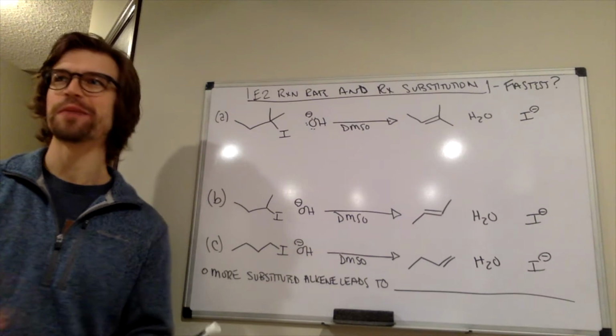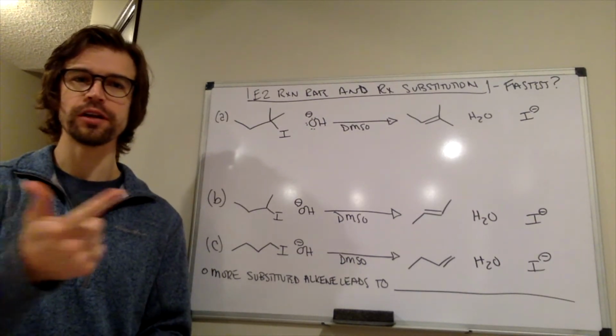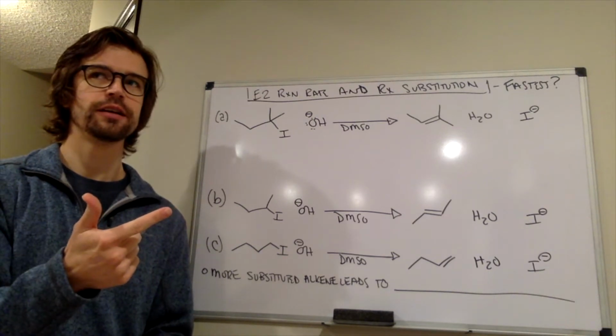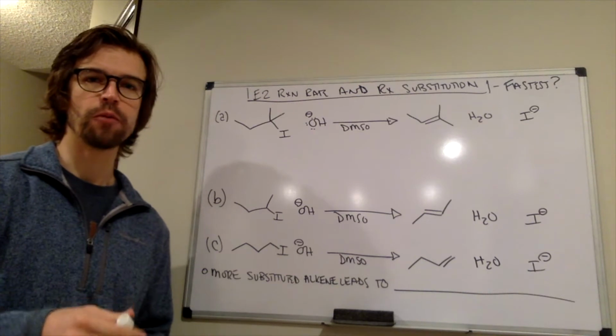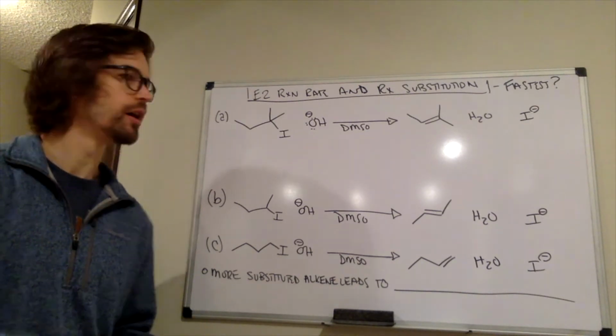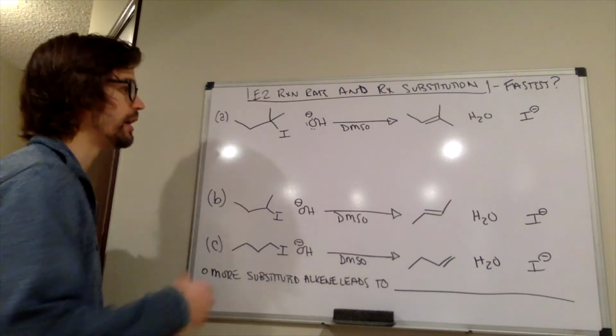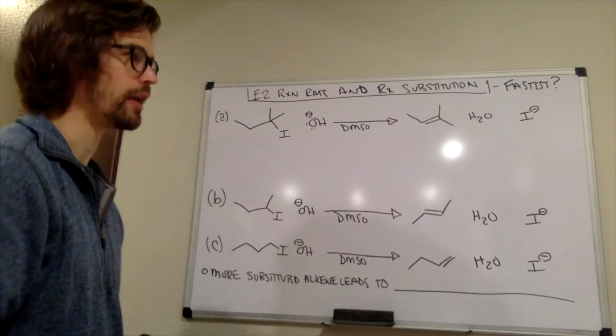All right, so we've talked about nucleophile strength, leaving group ability, and the solvent and how that impacts the rate of an E2 reaction. But what we haven't talked about yet is the substitution of the alkyl halide. And what do we have here? We have a tertiary alkyl halide, secondary alkyl halide, and a primary alkyl halide.